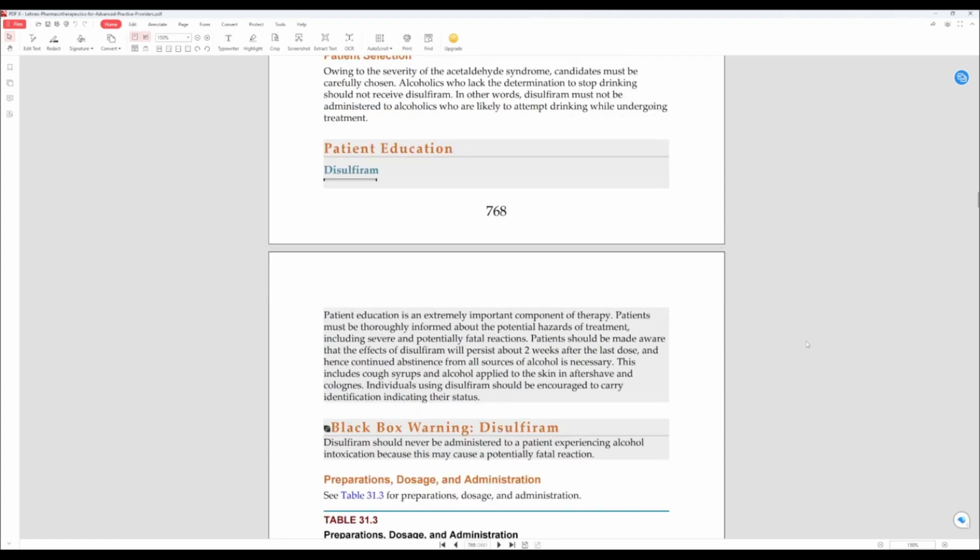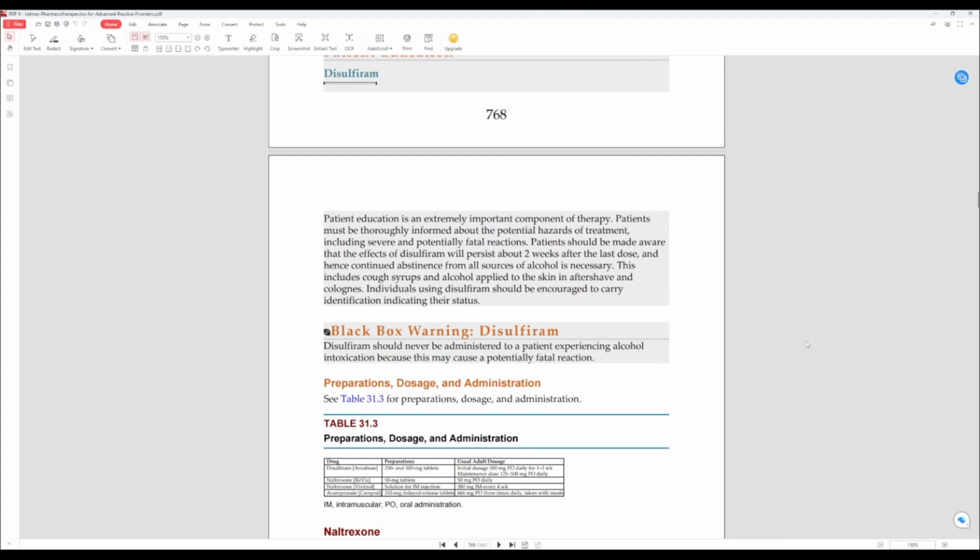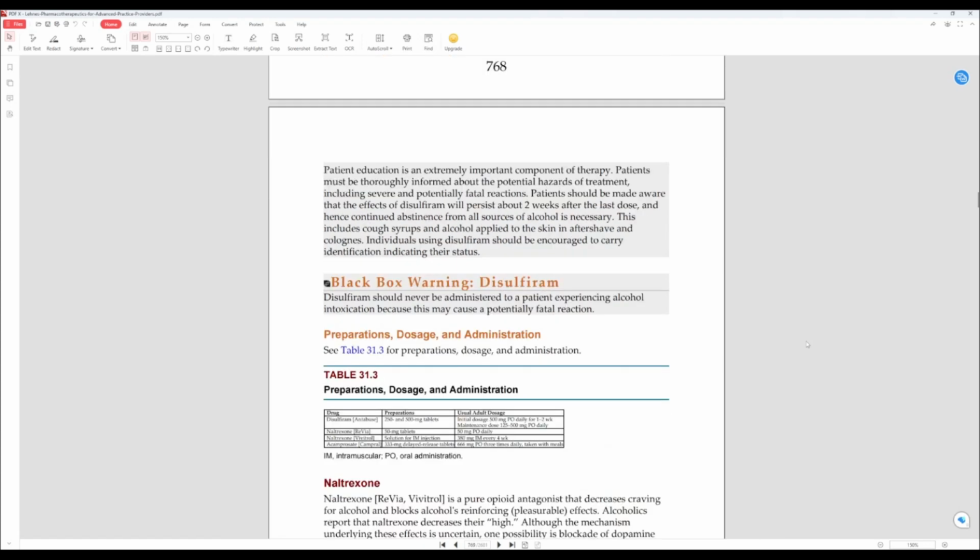So there is a patient education portion to this. Patient education is an extremely important component of this therapy. Patients must be thoroughly informed about the potential hazards of treatment, including the severe and potentially fatal reactions. Patients should be made aware that the effects of disulfiram will persist for 2 weeks after the last dose, and therefore continued abstinence from all sources of alcohol is necessary.